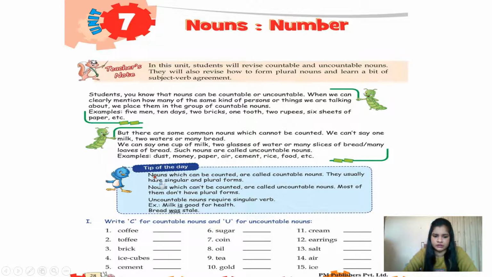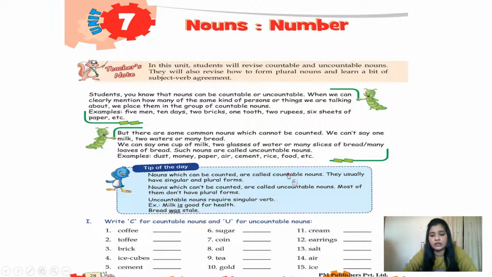What is the tip of the day, children? Let's read it. Nouns which can be counted are called countable nouns. They usually have singular and plural forms. Nouns which can't be counted are called uncountable nouns. Most of them don't have plural forms, children. Uncountable nouns require a singular verb. Singular verb means is. Example, in present tense it is, but in past tense was. Milk is good for health. Bread was stale. Okay, I hope you have understood what is countable and uncountable.